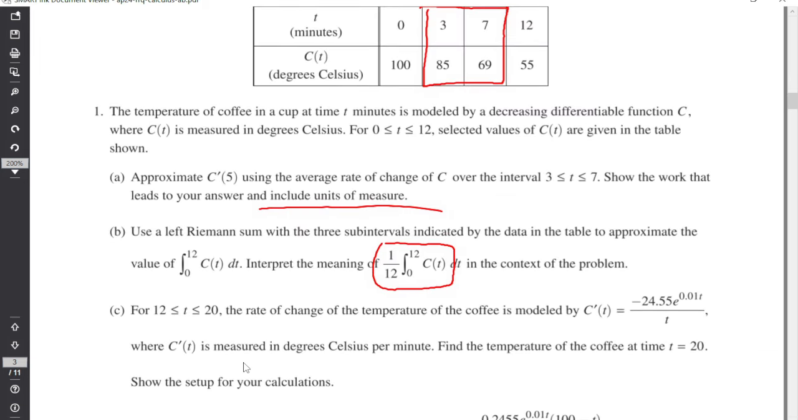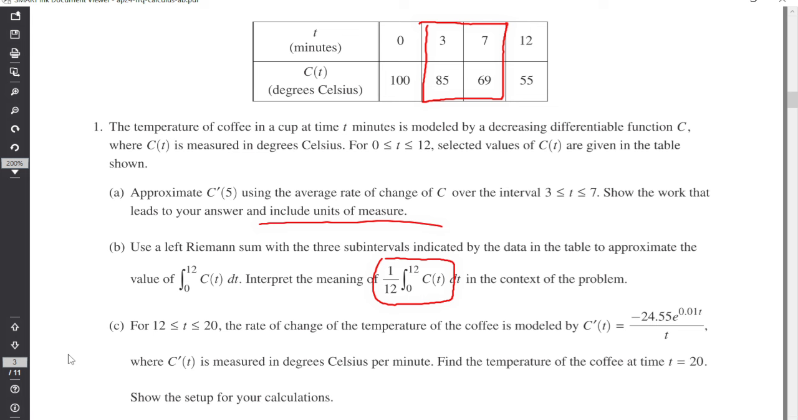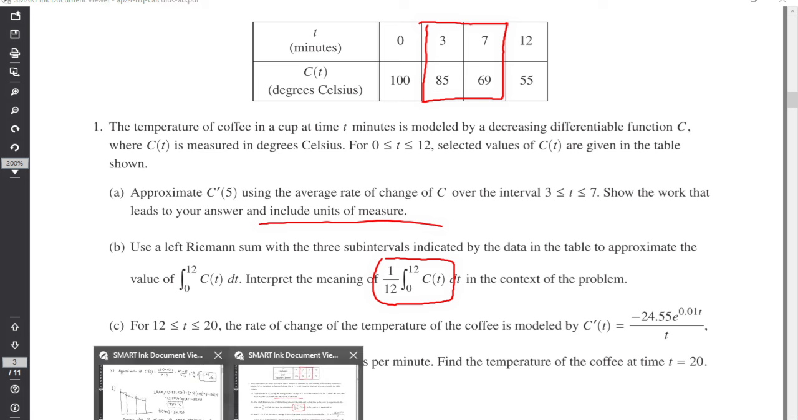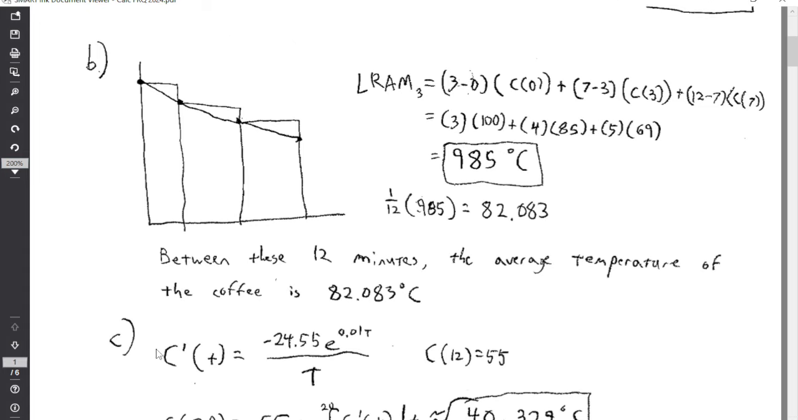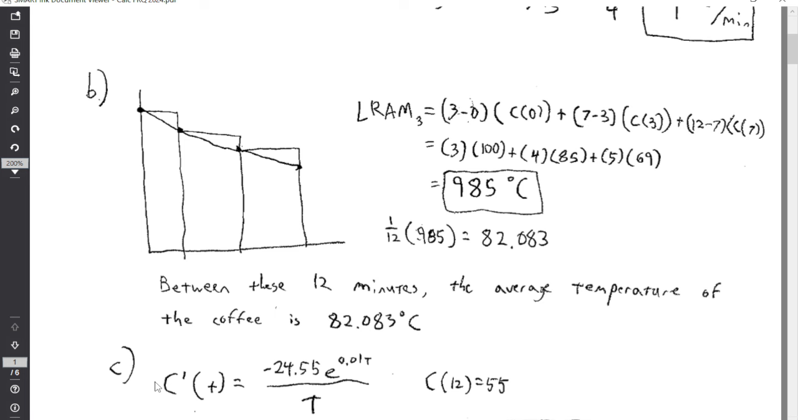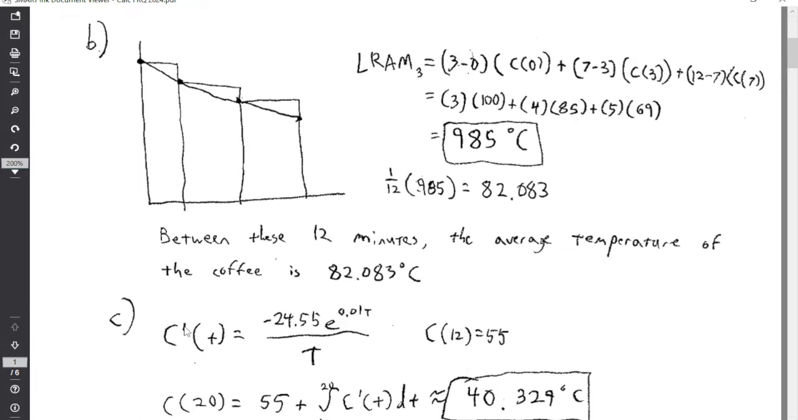Next part, it gives us C prime of t and then asks us to find the temperature. So we have rate of change, we're asked about the actual temperature, so that means we're going to take an integral of that. And we know that C of 12 is 55, so the temperature is 55 at 12, and the integral between 12 and 20 is going to tell us how much it changes from that 55 between 12 and 20 to give us our final temperature of 40.329 degrees Celsius.